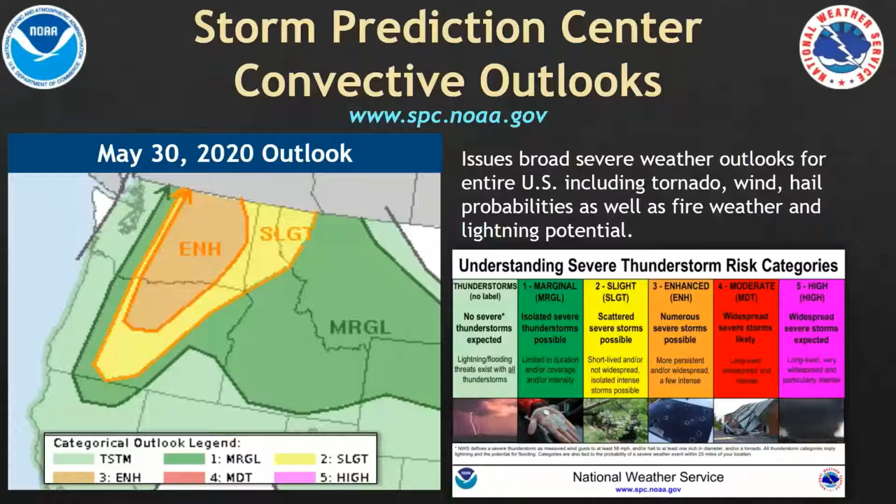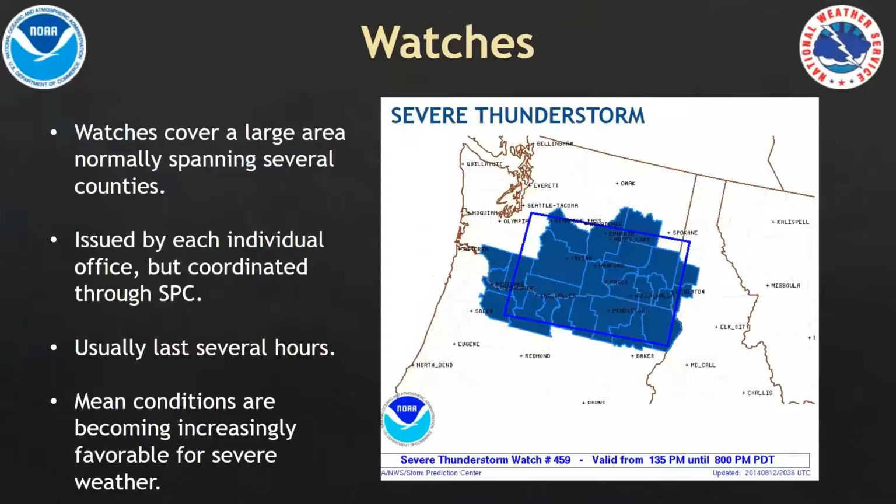Marginal risk we get several times in spring and summer. Slight risk a few times. Enhanced risk a couple times. Moderate risk very rarely, and high risk, never say never, but probably not. But those are the codes and what they all mean, and they are based on their probabilities for tornado, wind, and hail, as well as fire weather and lightning potential. Next slide, please. And you can see May 30th we were in enhanced.